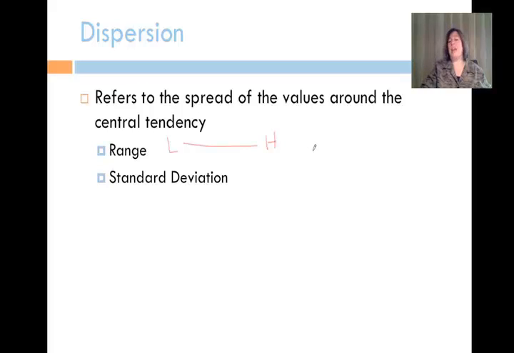So if you have age, let's say, as a variable, and as I mentioned previously, let's say you have somebody at your college who is 70, and somebody at your college who is 17. The minimum value is 17, the maximum value is 70. The range is just the high point minus the low point. The range in this case would be 53.